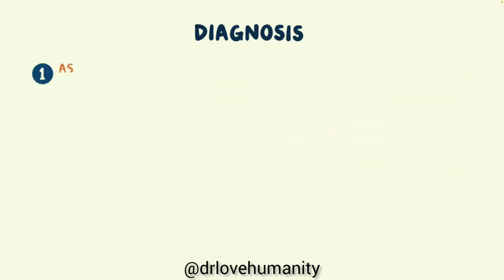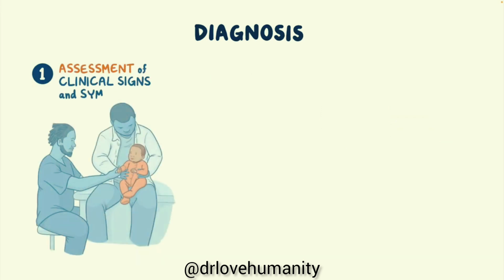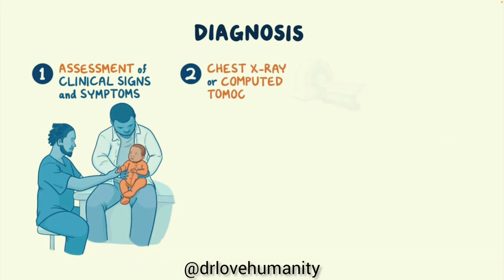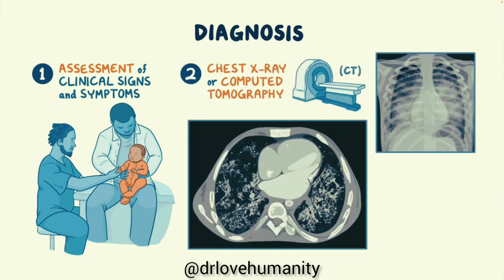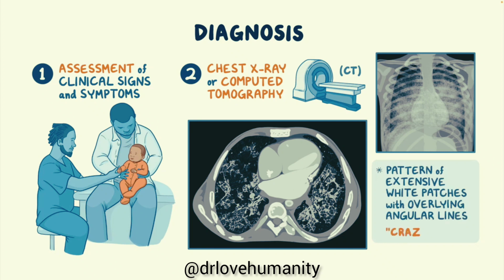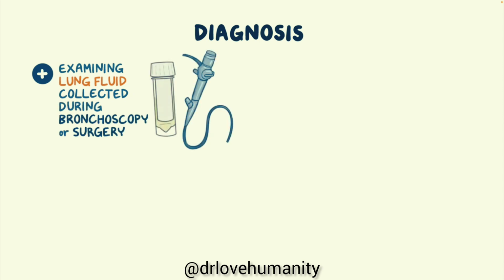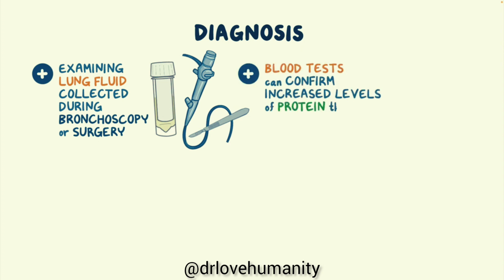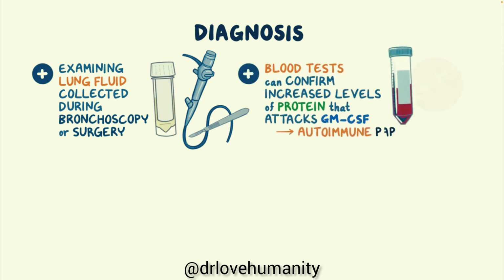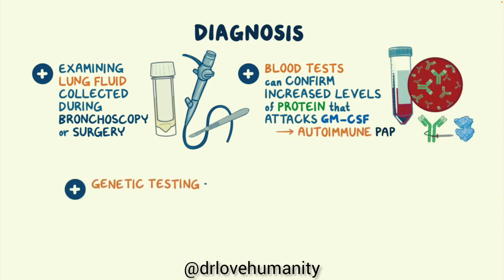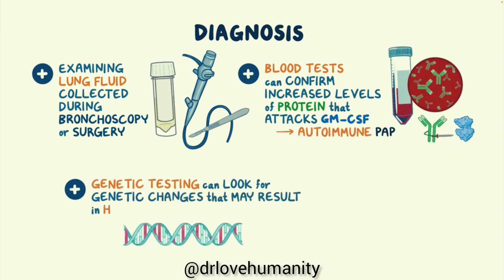Diagnosis of PAP begins with an assessment of the individual's clinical signs and symptoms, followed by chest X-ray or computed tomography, or CT, to support the diagnosis. A pattern of extensive white patches with overlying angular lines, or crazy paving, is characteristic of PAP. Examining lung fluids or tissue collected during specialized procedures, like bronchoscopy or surgery, can also confirm a PAP diagnosis. Blood tests can confirm whether there are increased levels of the protein that attacks GM-CSF, indicating autoimmune PAP, and genetic testing can be used to look for genetic changes that may result in hereditary or congenital PAP.